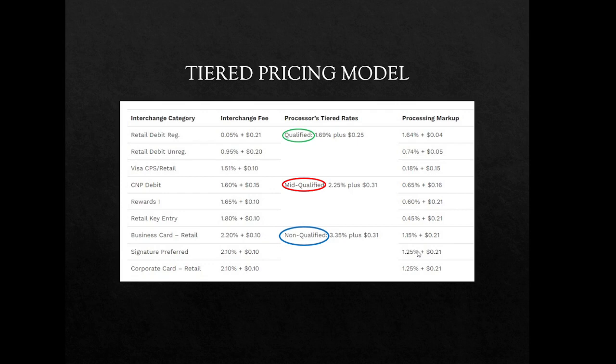It's typically higher there, except if you take a look at the very top, the qualified rate. For regular retail debit cards, the processing markup is higher there than it is for a corporate retail card if it's used for a transaction. But again, we'll get into that later on.